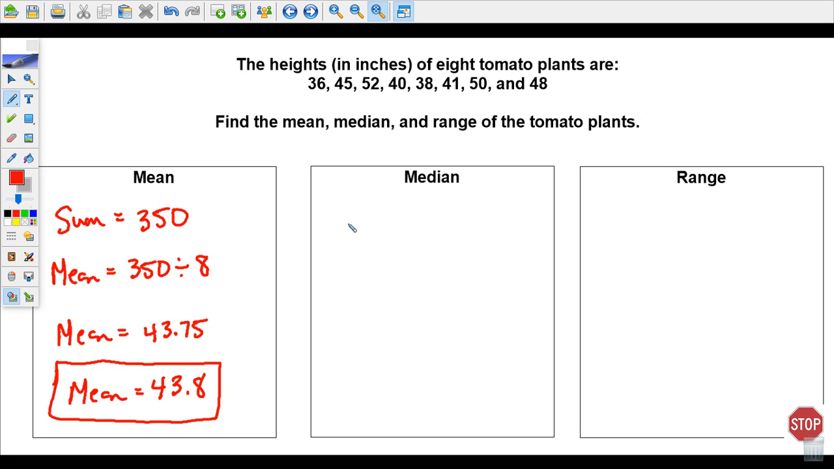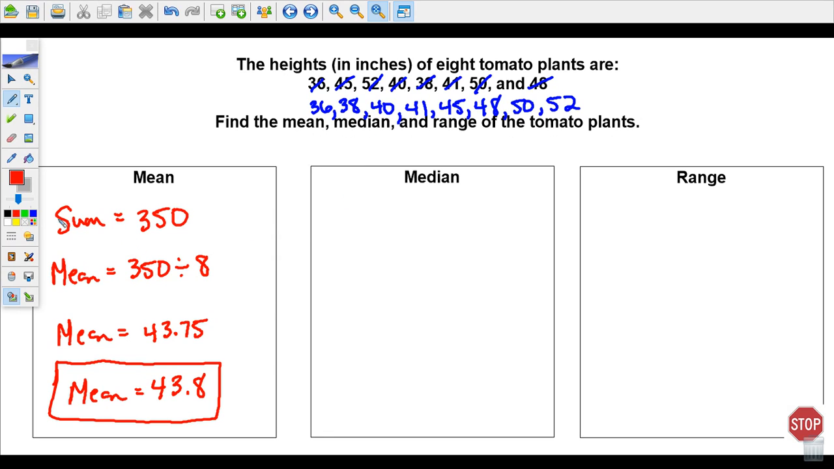For the median, we got to put them in order from least to greatest. So let's do that again. We'll do it right underneath the data set. So if I look here, it looks like 36 is the smallest. Cross it off. And then 38. Cross it off. 40. 41. Next, I think, is 45. 48. 50. And 52. And there they are from least to greatest.